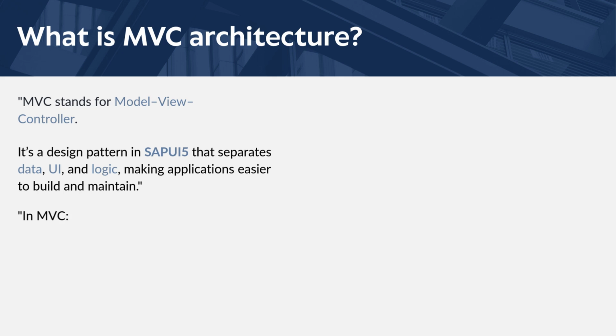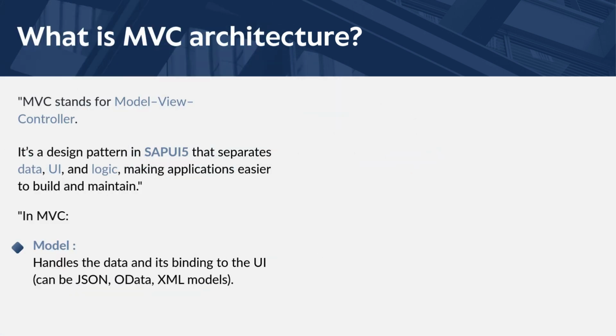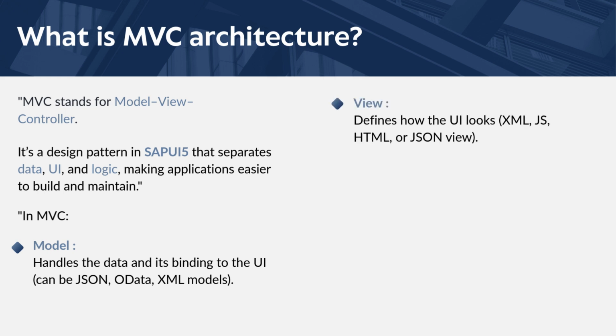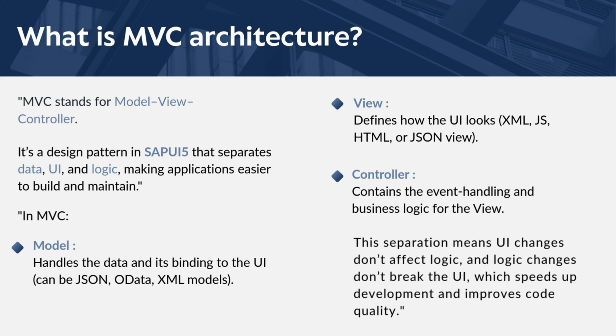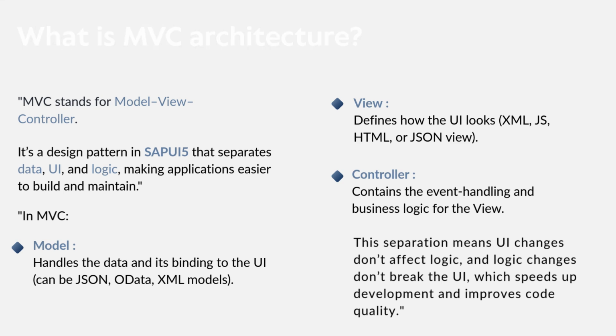In MVC, the model handles the data and its binding to the UI, and it can be a JSON, OData, or XML model. Second, the view defines how the UI looks, which uses XML, JS, HTML, or JSON view. The third one is the controller. It contains the event handling and business logic for the view. So this separation means UI changes don't affect the logic, and logic changes don't break the UI, which speeds up the development and improves code quality.